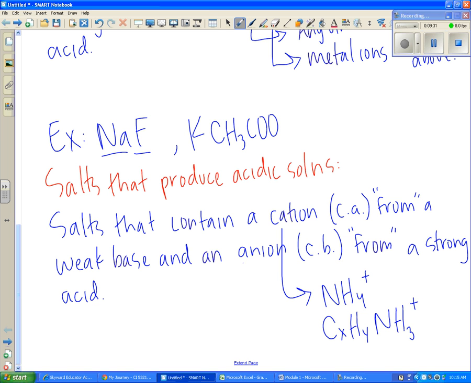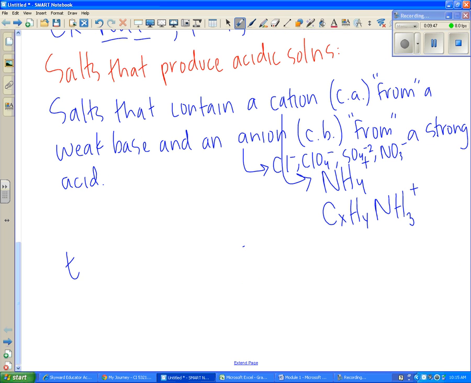And the anions, well, we'll see the chloride ion, the perchlorate ion, the sulfate ion, or the nitrate ion. So an example, ammonium chloride would be an example.